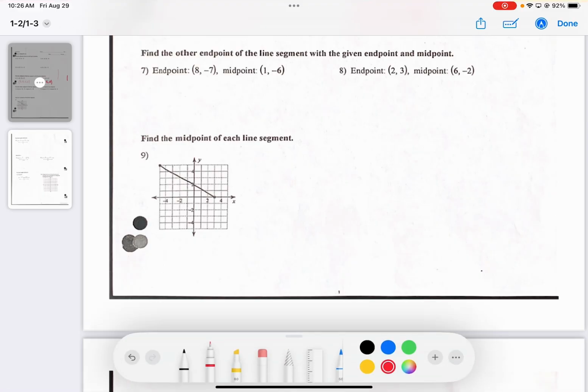Okay, now with this one, these are a little tricky. They give you an endpoint, and they give you the midpoint, and you want to find what the other endpoint is. Okay? I usually like to arrange things from left to right, and it really depends upon what order they give you your values in. So you might have a little bit different of an answer. It just depends upon where you put the endpoint.